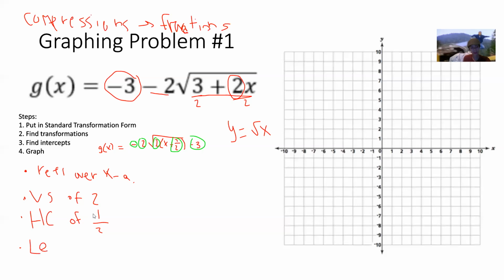Then we have the plus 3 halves. That's opposite of what you might think. It's actually left, not right. Once you get the hang of it, it won't be the opposite of what you think, but it might be at first. That 3 is outside of the parentheses, so it means down 3. So these are our transformations.